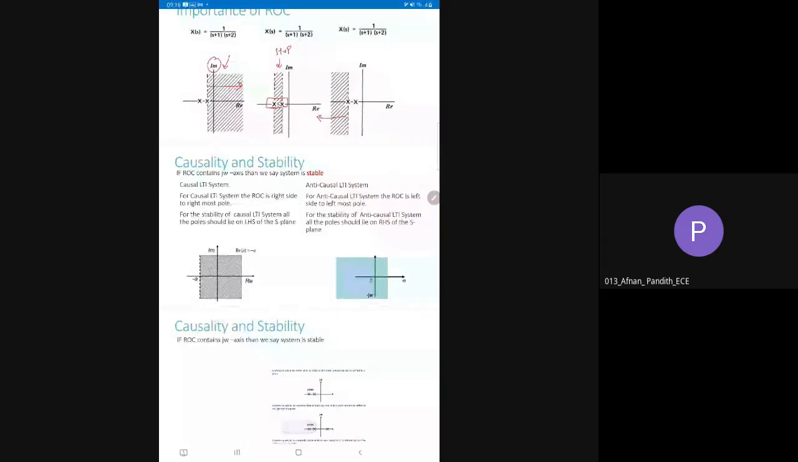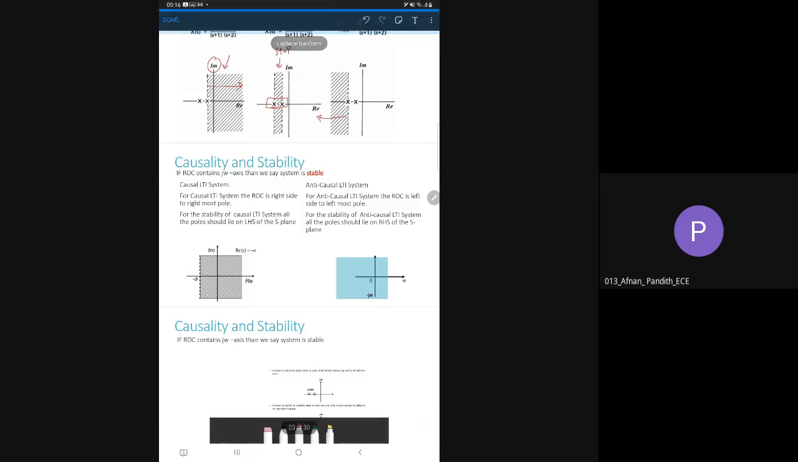ठीक है. Now see, it is important to note that if the region of convergence contains the j omega axis, if the imaginary axis is within the region of convergence, then we say the system is stable. तब हम कहते हैं system is stable. So in this case, you will see this system is stable. This one is stable because the region of convergence comprises the imaginary axis.